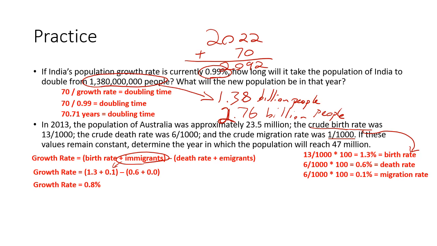Now, if these values remain constant, determine the year in which the population will reach 47 million. Right now it's at 23.5 million. So we know that that's one round of doubling. So 70 divided by our growth rate is our doubling time. 70 divided by 0.8 is our doubling time, 87.5 years is our doubling time.